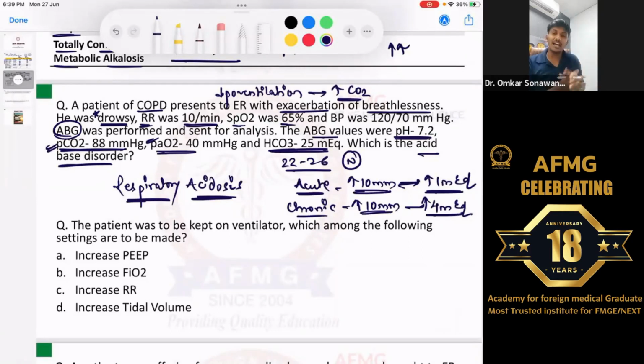So if the patient is having acute respiratory acidosis, and the PCO2 value of this patient is 50 mm of Hg, that means 10 mm of Hg is more. Definitely the bicarbonate value would be around 27 milliequivalents. Why? Because the reabsorption of bicarbonate has been started by the body now. Okay? No issues with this. So please remember. And vice versa goes for alkalosis as well.